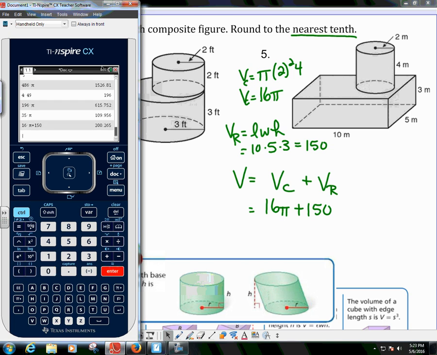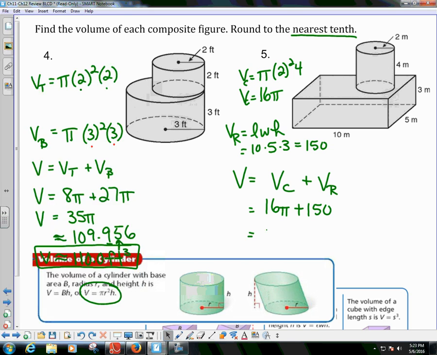My directions are round to the nearest tenth, so 200.3. I've got a pi in there, I rounded. This is approximately. And my units are meters. I'm finding volume, so it's cubic meters.